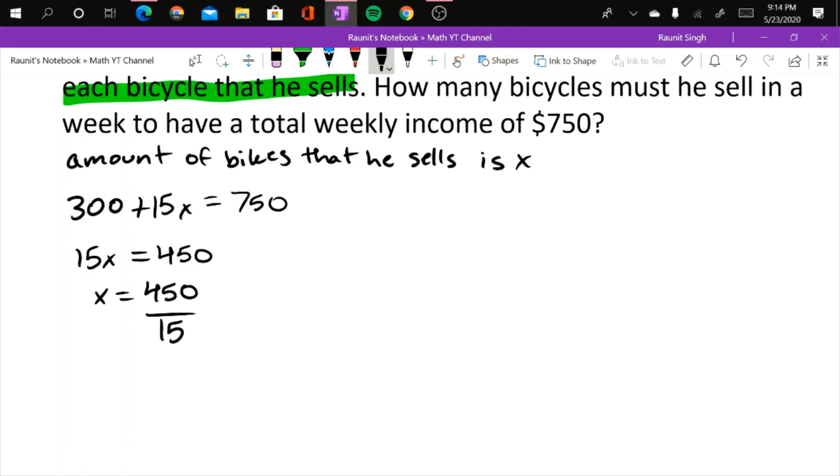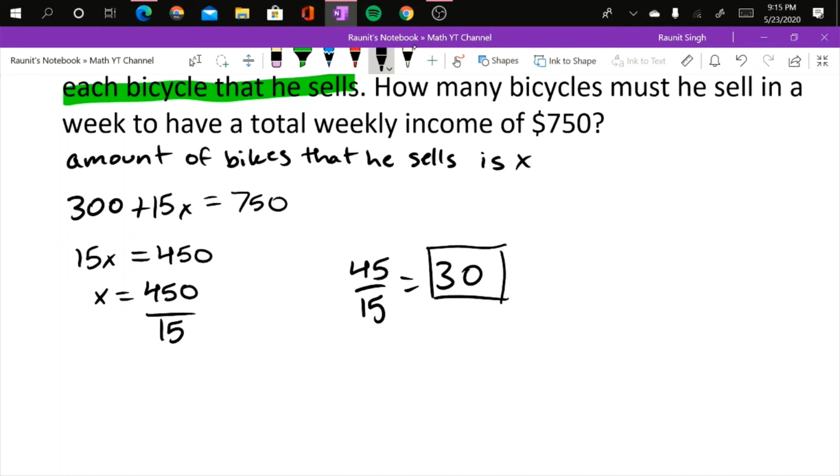So now we have a very big number divided by 15. So I have a little shortcut, and what we can do is, since we know that 45 divided by 15 is equal to 3, we can just remove the 0 for a second, do the division, and then add the 0 back in. And that way we get 30.